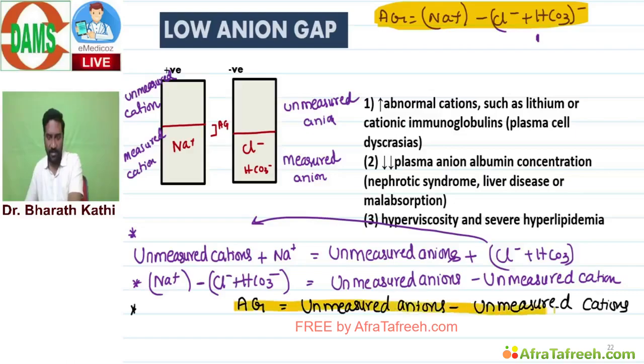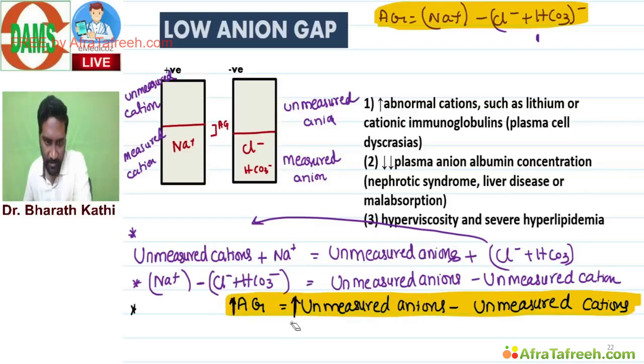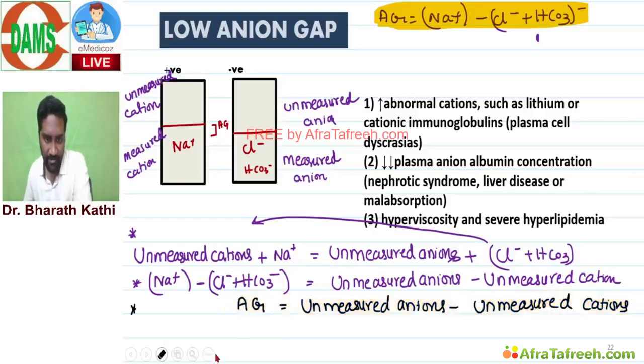We have discussed in high anion gap metabolic acidosis, what happens is unmeasured anions increase in your body: lactate, formate, oxalate, salicylate. Because unmeasured anions were increasing, anion gap was also increasing ultimately. Now let us see what are the causes of low anion gap.